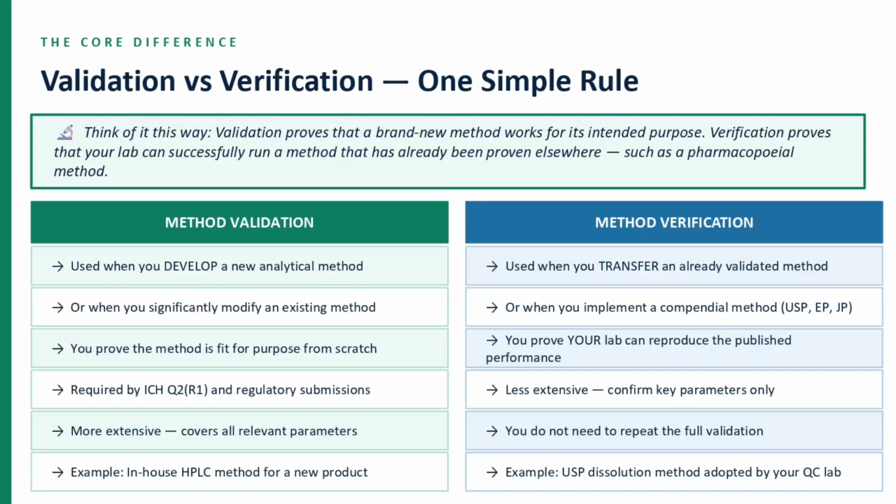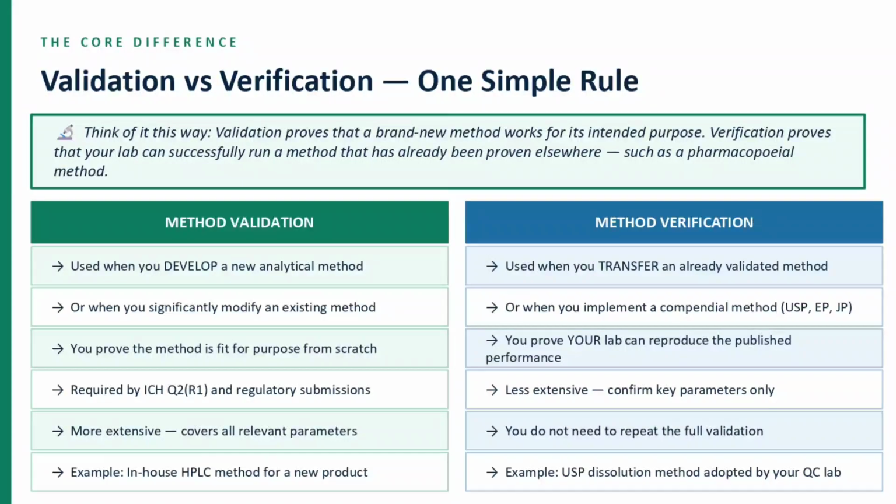Think of it this way. Validation proves that a brand new method is fit for its intended purpose. You are building the case from scratch. No one has done this before for this specific method in this specific context. Verification proves that your laboratory can successfully run a method that has already been proven somewhere else. The method works. The question is only whether your lab, your equipment, your analysts, and your reagents can reproduce what has already been demonstrated. A practical example of each.